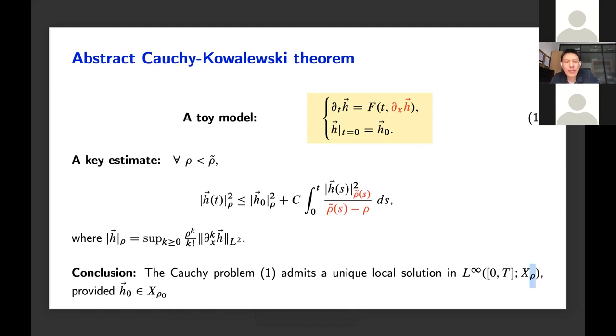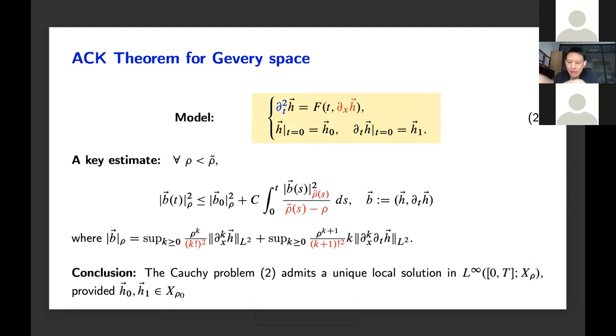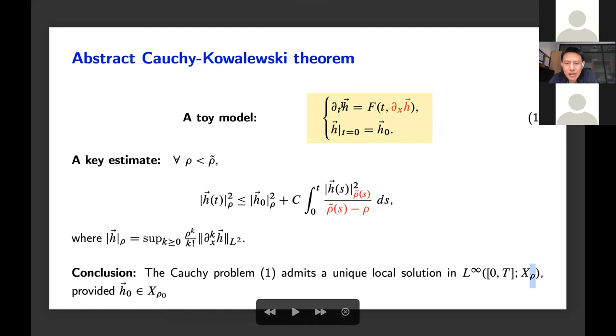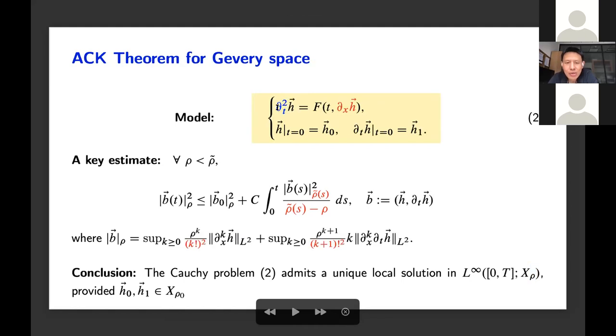And in our case, to estimate U, we need a general case. That means we need some ACK theory for Gevrey class. That means we also change the model a little. In this analytic case, this is DT, and here we have DT square. And the right side is the same as before, that means this linear combination of DXH. We also have the initial data.